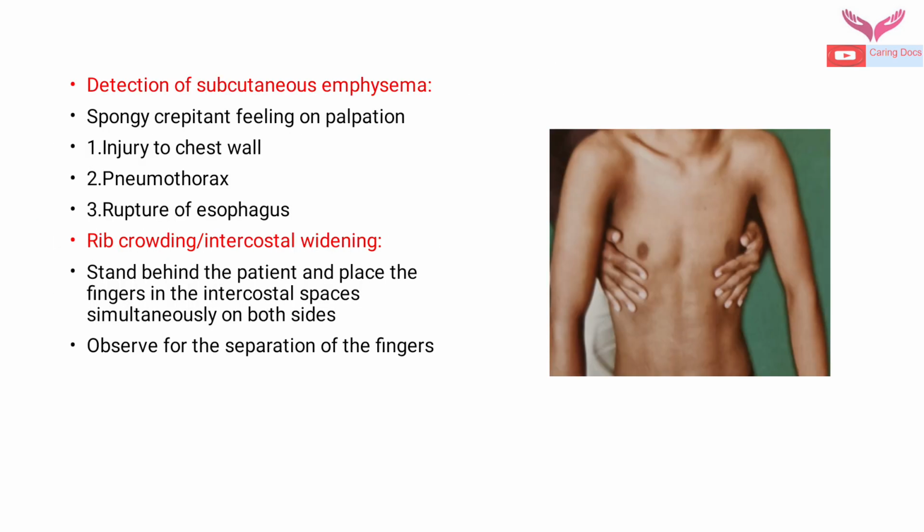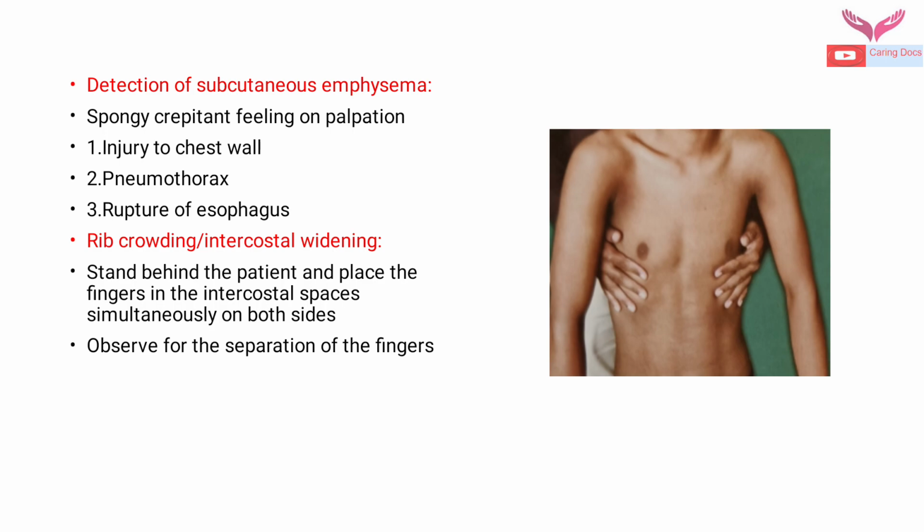How do we detect subcutaneous emphysema? It is a spongy, crepitant feeling on palpation. It is due to injury to the chest wall, pneumothorax, or rupture of the esophagus. For rib crowding or intercostal widening, we stand behind the patient and place the fingers in the intercostal spaces simultaneously on both sides, and we observe the separation of the fingers.